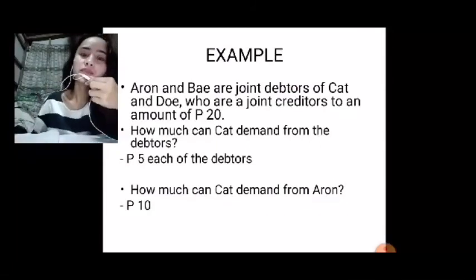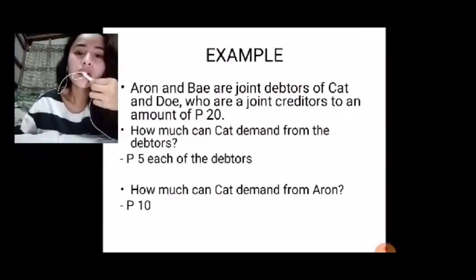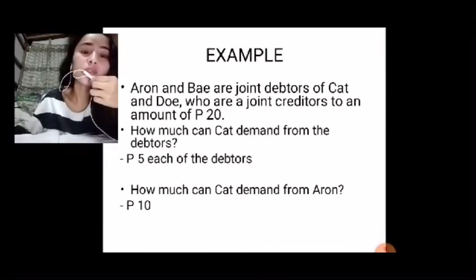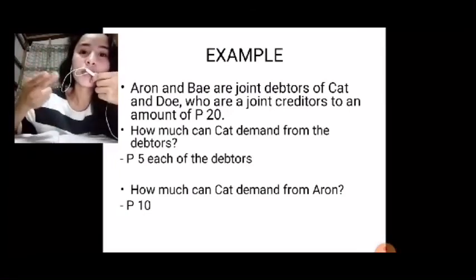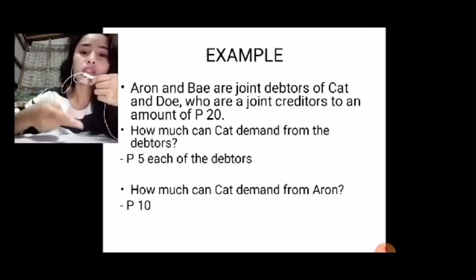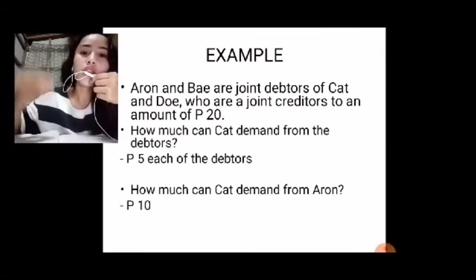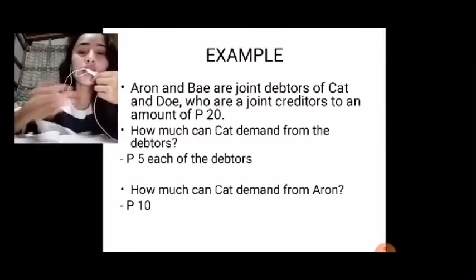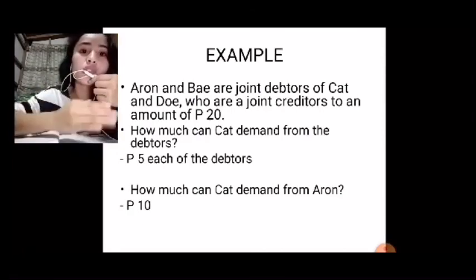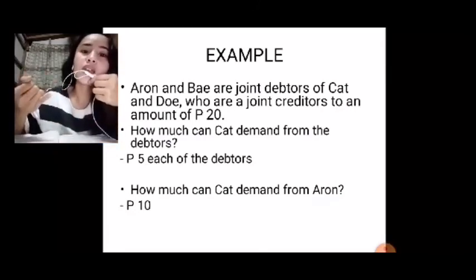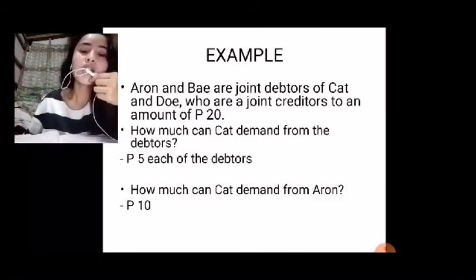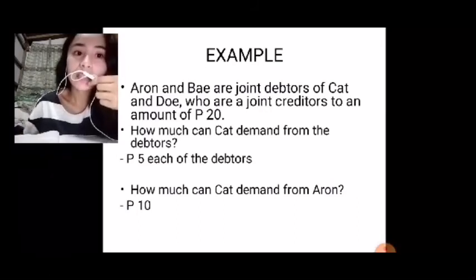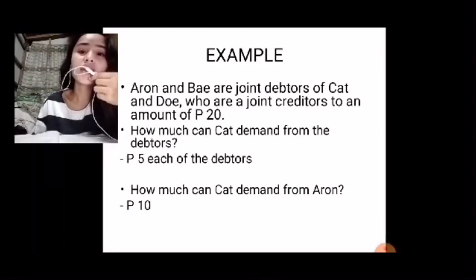So example, Aaron and Bay are joint debtors of Cat and Doe, who are joint creditors, to an amount of 20. So kani si Aaron and Bay na sila iya nga obligation. So si Aaron na siya obligation nga mo bayad to the creditors of 10 pesos, and Bay also has an obligation to pay 10 pesos, to an amount of 20 pesos. Kani pud si Cat and Doe na sila proportion part na makuha, which is kani si Cat na ay 10 pesos nga proportion part, and Doe also has a 10 pesos proportion part. So the question is, how much can Cat demand from the debtors? So pila ang makuha ni Cat sa debtors?